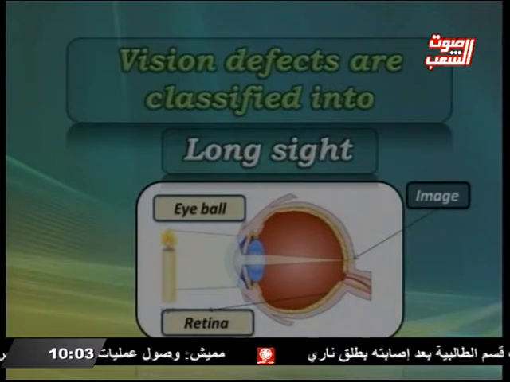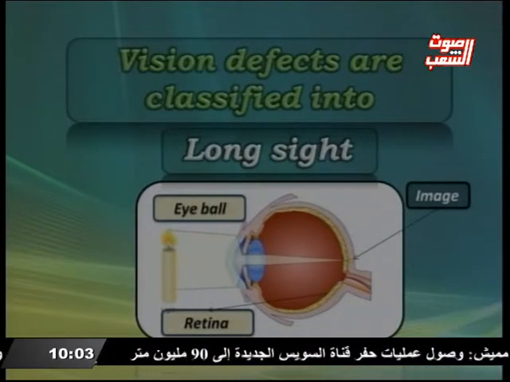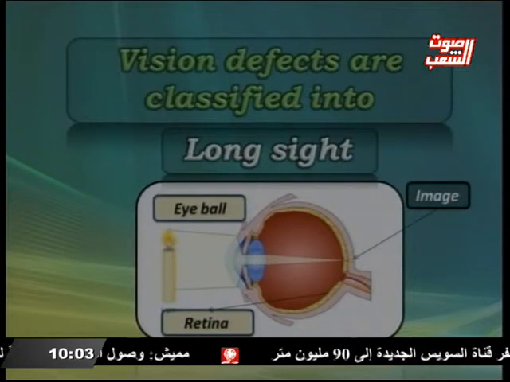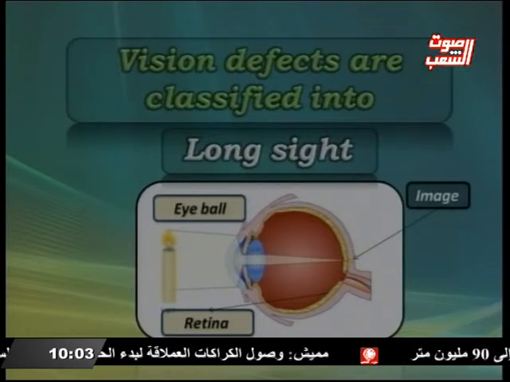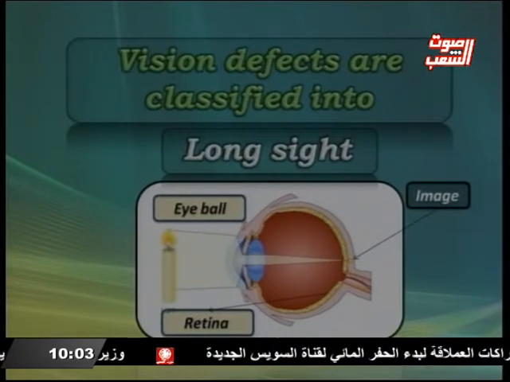What is meant by this? We have a person who cannot see or read anything near to him. Why? Because the eyeball has a defect.